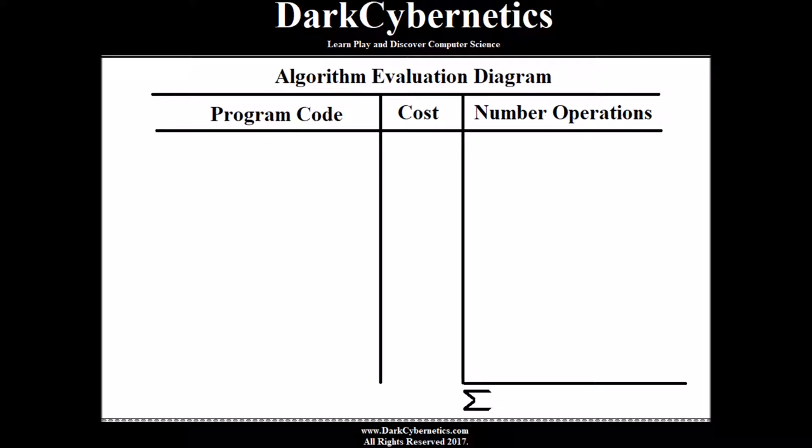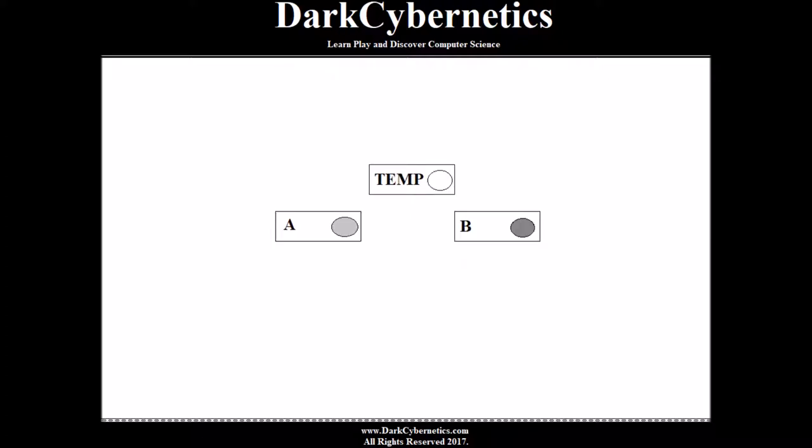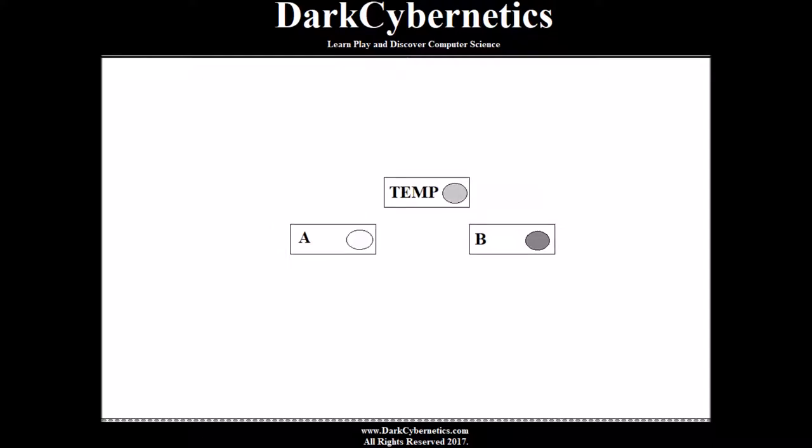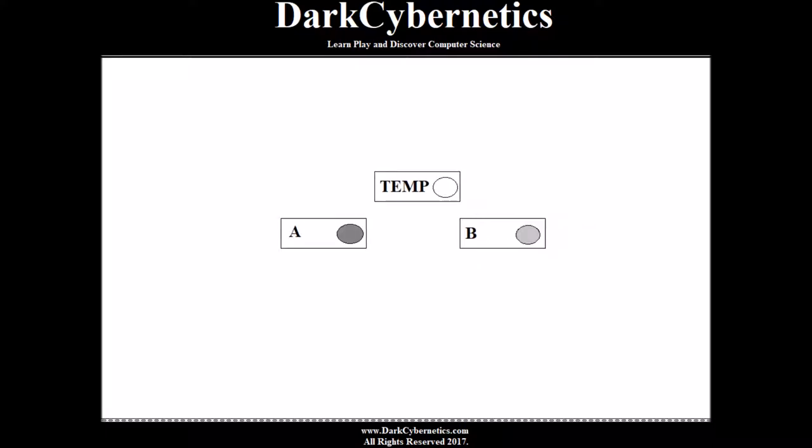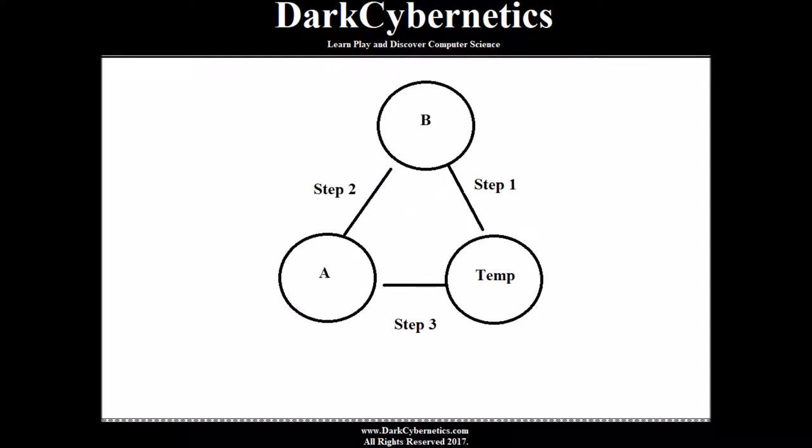For the simple swap algorithm, operations take place in constant time. For this data structure, we will need a temporary value, called temp. Information held in B is copied over into the temporary value. Information held in A is copied into B. Then finally, information held in temp is passed into A, thus completing the swapping cycle.